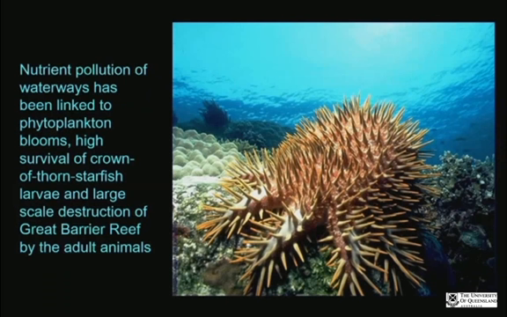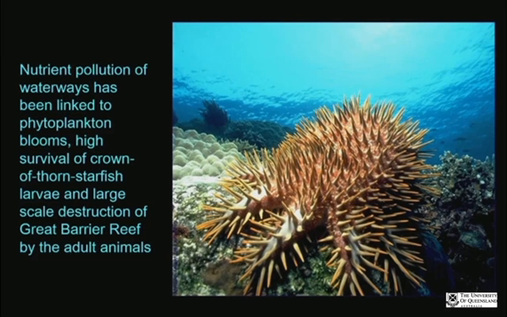And so it's now very clear, and there's no way that this isn't true, because people have shown these connections, even though there's still part of the industry, part of the population, who denies these connections. But the nutrient pollution of waterways has been linked to phytoplankton blooms, and these phytoplankton blooms are fostering high survival of crown of thorns starfish larvae, followed by the large-scale destruction of the Great Barrier Reef by these adult animals. So this here is a crown of thorns starfish, a massive starfish that eats its way through these corals.